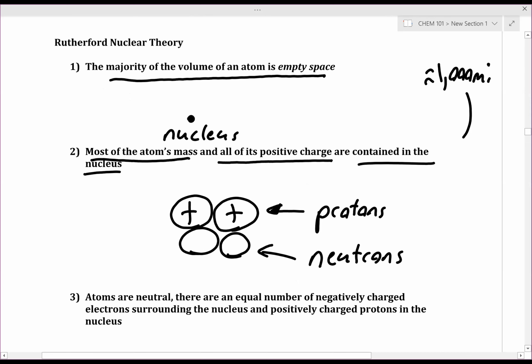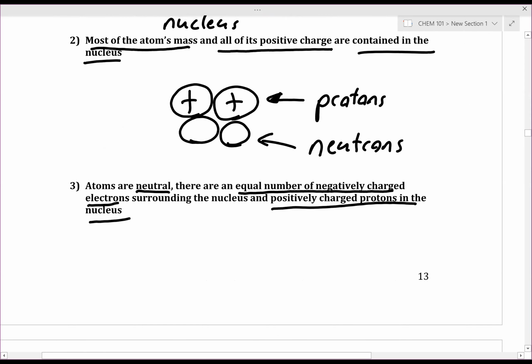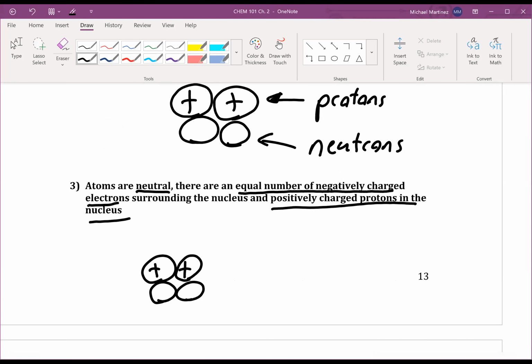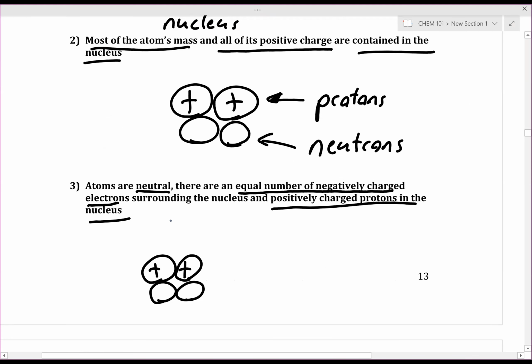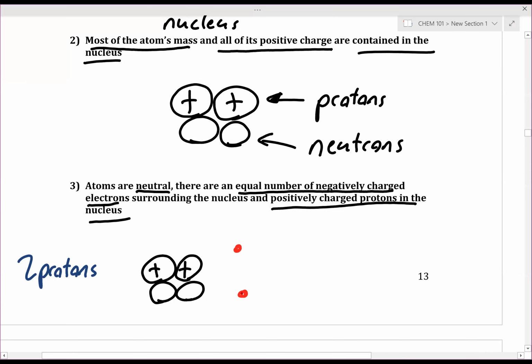Now, additionally, atoms are neutral. Overall, they have zero total charge. So there's an equal number of negatively charged electrons and positively charged protons. So to draw that and to help us get a sense of what's going on, suppose for a moment we have an atom with 2 protons. So to match our positive charge, since we have 2 protons, how many electrons would we need? 2. Yeah. So we'd have, surrounding our nucleus, 2 electrons. We have an equal number of protons and electrons. Okay.